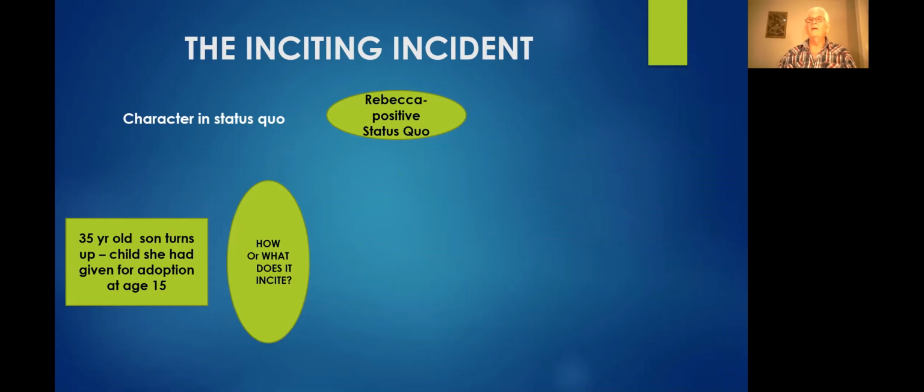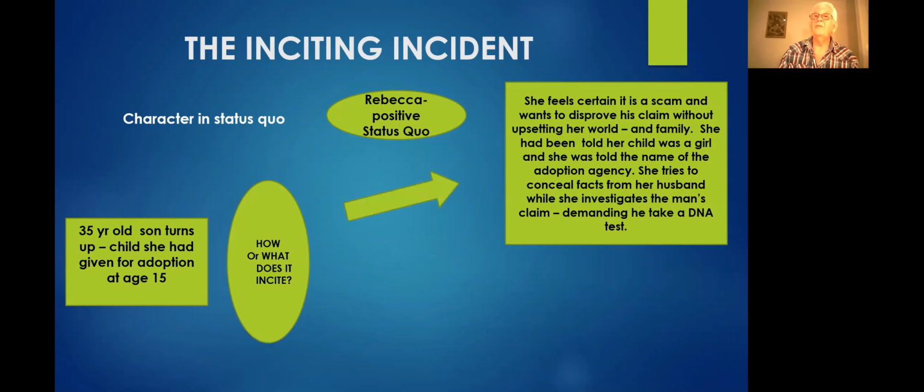Okay, the second one. This 35-year-old man turns up and declares he is her son. All right. She rejects this. She feels for certain it's a scam and wants to disprove his claim without upsetting her world and family. The reason she thinks it's a scam is she was told that the child she had was a girl, and she was told the name of the adoption agency. So she tries to conceal the facts from her husband, keep her life on an even keel, while she investigates the man's claim, demanding he take a DNA test.